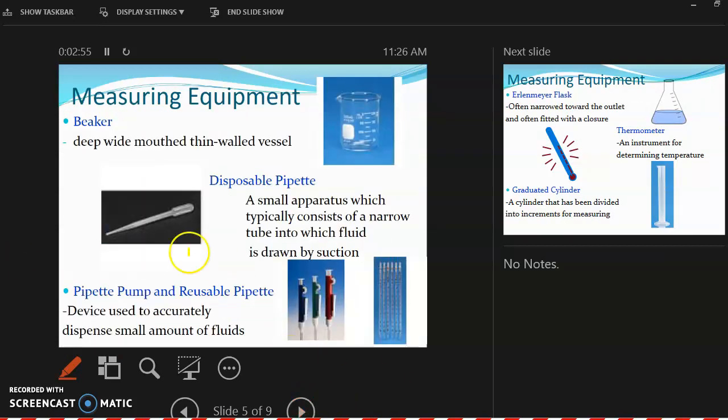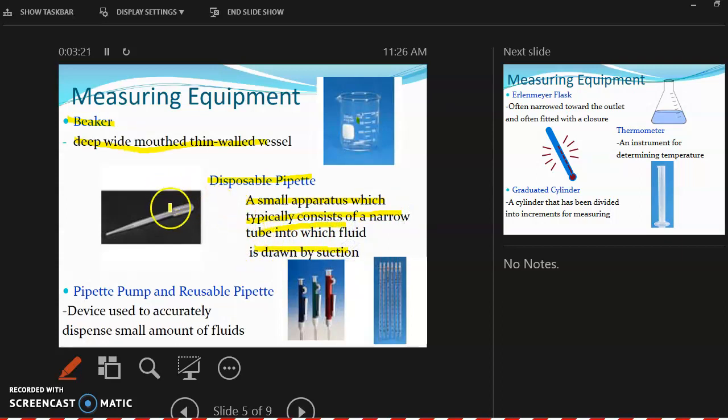A beaker. Okay, so a beaker is a deep, wide mouth, thin walled vessel. Okay, here's what a beaker looks like. You're going to put liquids in it. You have a disposable pipette, which is going to be a small apparatus which typically consists of a narrow tube into which fluid is drawn by suction.